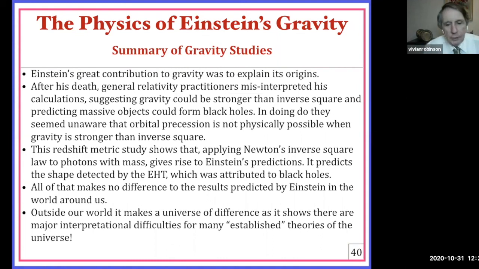After his death, general relativity practitioners misinterpreted his calculations, suggesting that gravity could be stronger than inverse square and predicting massive objects could form black holes. In doing so, they seemed unaware that orbital precession is not physically possible when gravity is stronger than inverse square. It is either that or they derived their own values which have nothing to do with Einstein's work. This redshift metric study shows that applying Newton's inverse square law to photons gives rise to Einstein's predictions. It predicts the shape of the ring detected by the Event Horizon Telescope, which was attributed to black holes.